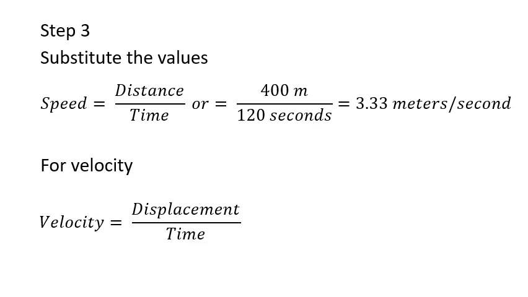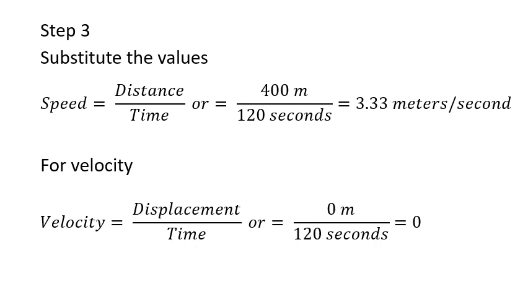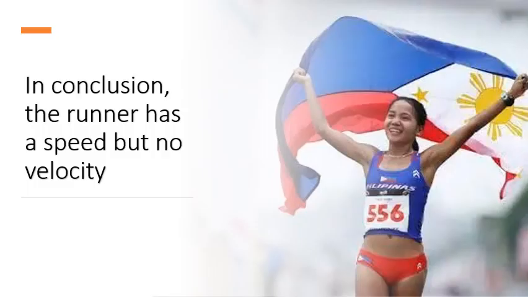We now substitute the value for velocity, which is displacement over time. Since the runner has no displacement, that will be 0 meter. And the time is 120 seconds. Therefore, the velocity of the runner is equal to 0. In conclusion, the runner has a speed, but it has no velocity.